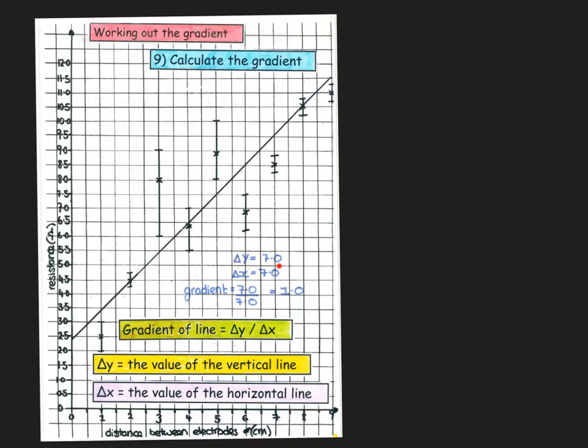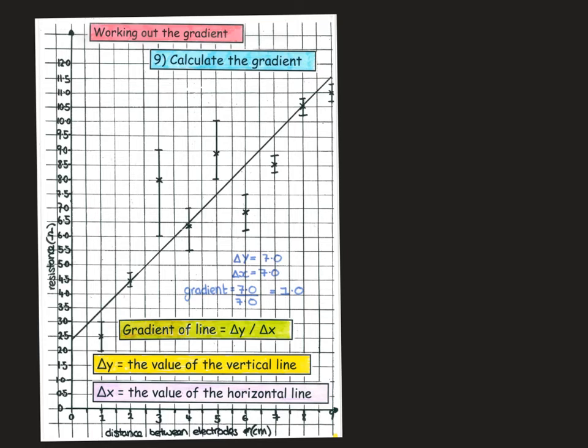So here you can see we've got delta y equal to 7 ohms, and delta x equal to 7 centimetres. To calculate the gradient of the line, I'm going to use this equation, which says it's delta y divided by delta x. That's the change in the y value divided by the change in the x value. It has to be that way around: delta y divided by delta x. So if I do that sum, I've got 7 divided by 7, and that equals 1. So my gradient has a value of 1.